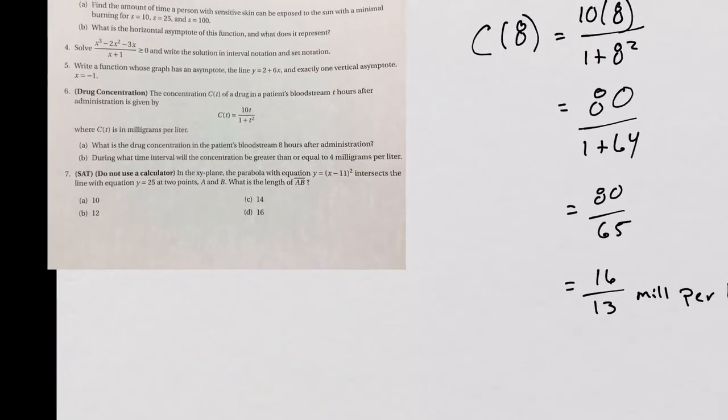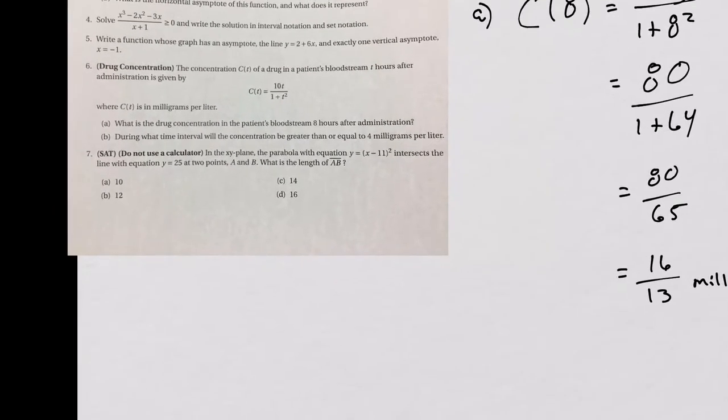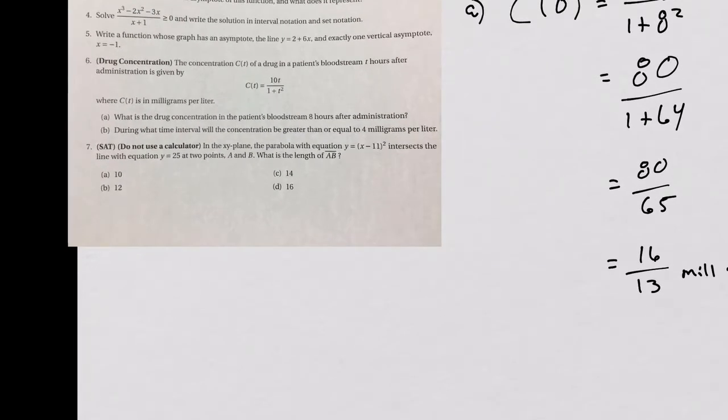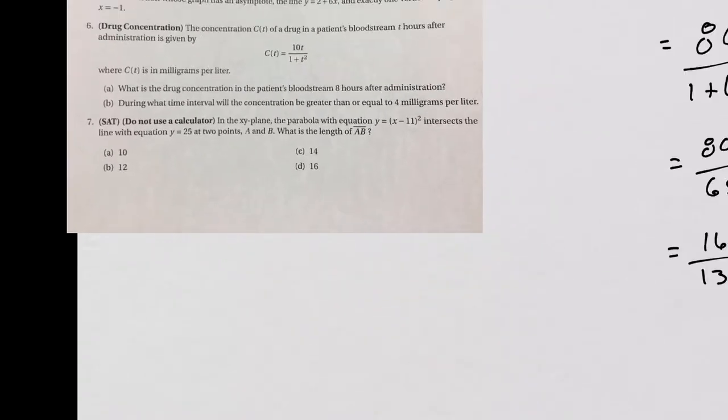And that one's pretty straightforward for A. A is not too bad. B is the one where it gets fun. Now, this one it says, during what time interval will the concentration be greater than or equal to 4 milligrams per liter? All right, so first thing I'm thinking is my contextual domain.